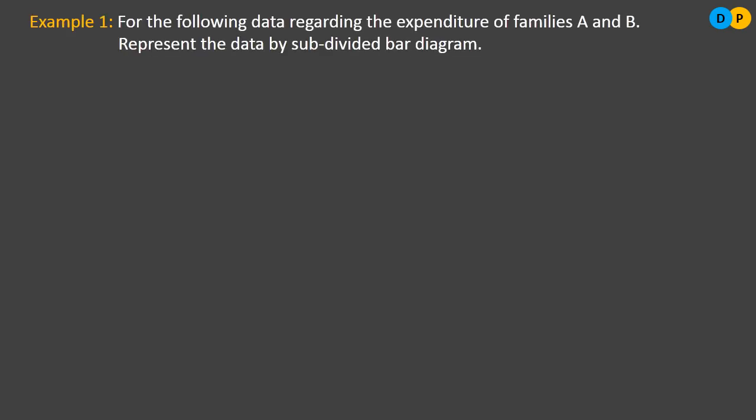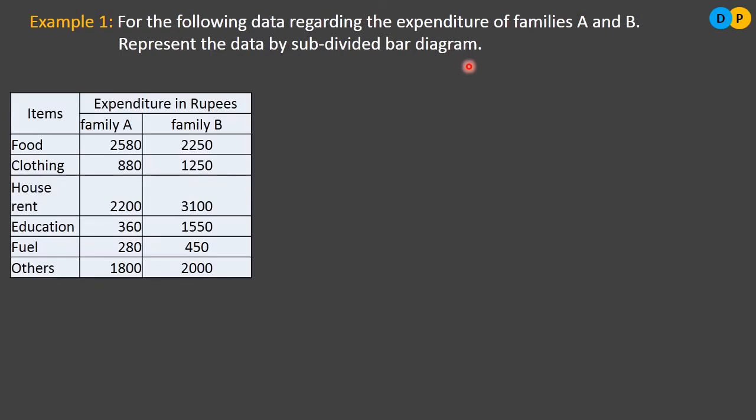Now let us take up examples. The first example is: for the following data regarding the expenditure of families A and B, represent the data by a subdivided bar diagram. They will be giving us a table. In this table, as you can notice, the data is the expenditure in rupees of family A and family B.